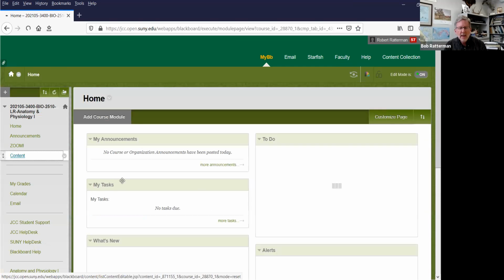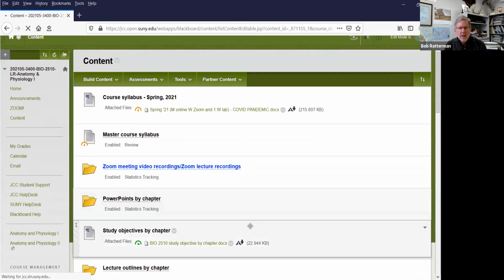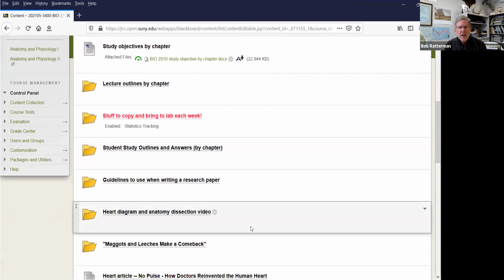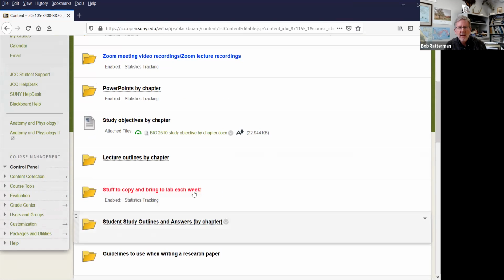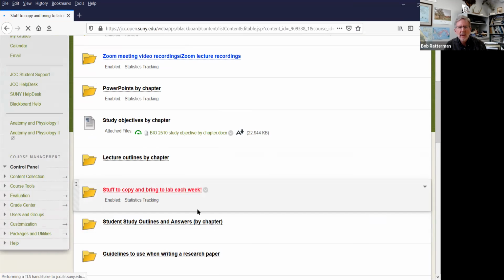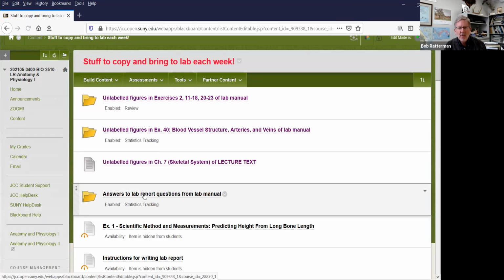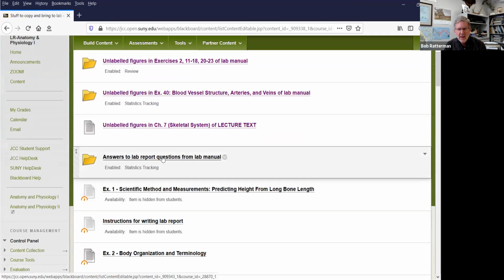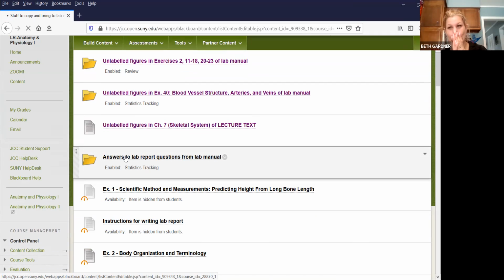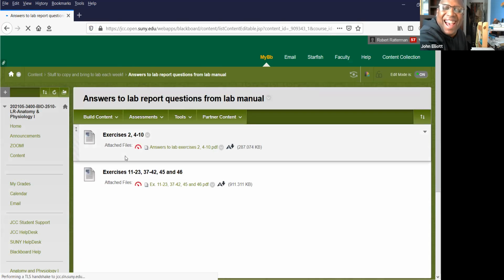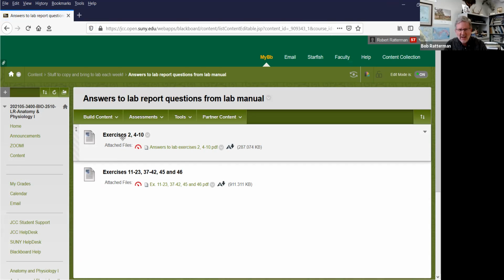Okay, so you go to content. I think it is stuff to copy and bring to lab each week. Right here, answers to lab report questions from lab manual. Do you see that? It's got 2 through 4. Now, John, how can I title that more expressly? You click on that, and then it says exercises 2, 1, 10. Okay, I got it now, and there they are.